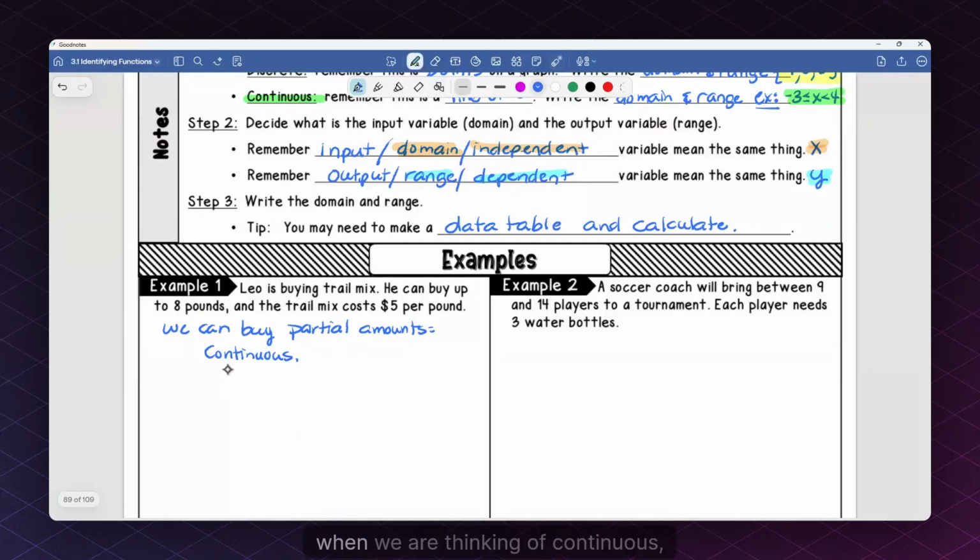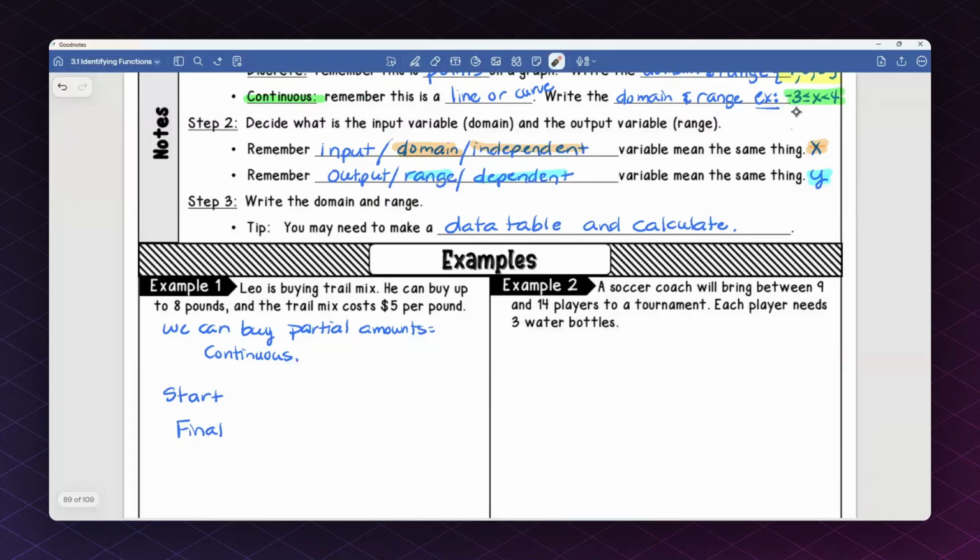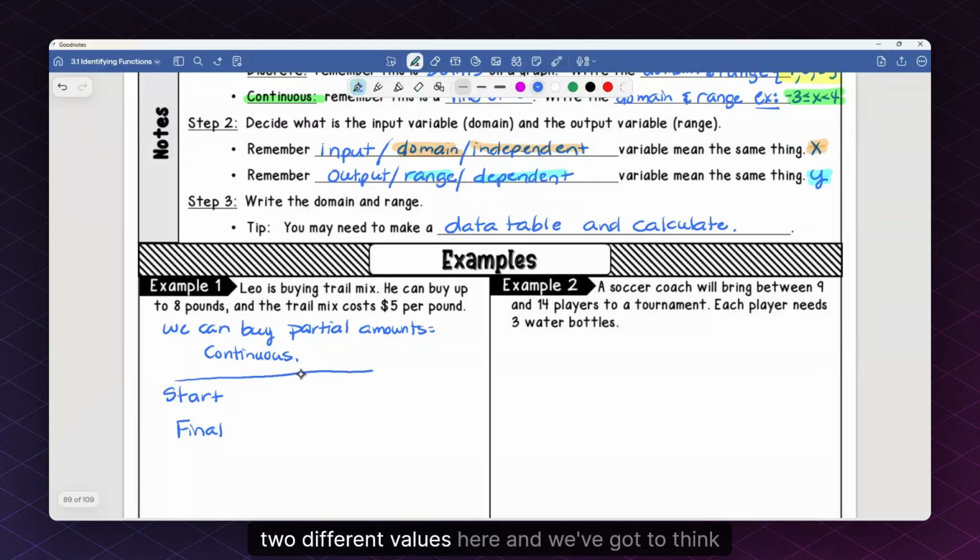So when we are thinking of continuous, we need to think about where we're starting and where we're ending, okay? And that's going to give us our whole range, because when you look at this, there's a starting point and an end point. We've got to figure out what those are. And then there are two different values here, and we've got to think about what those mean.